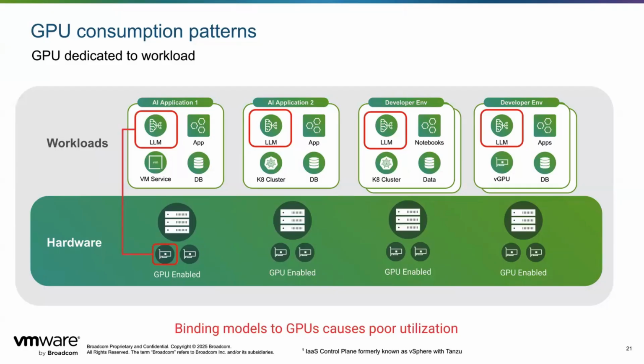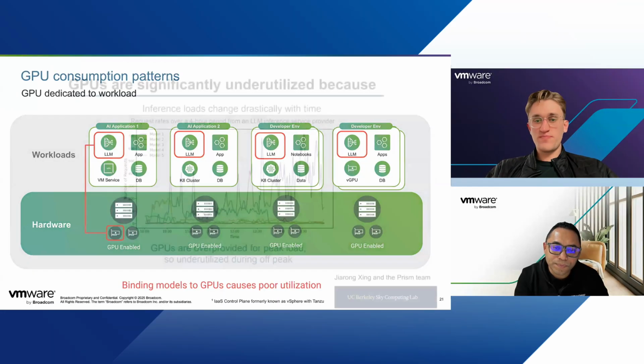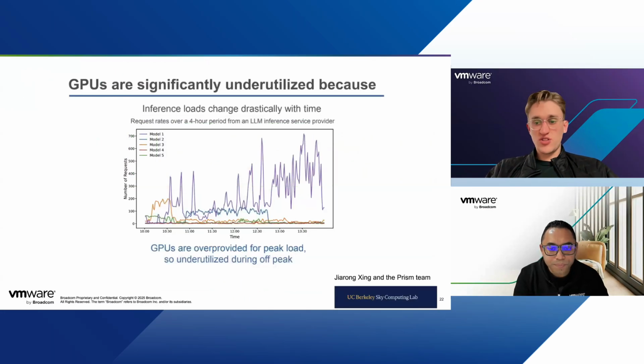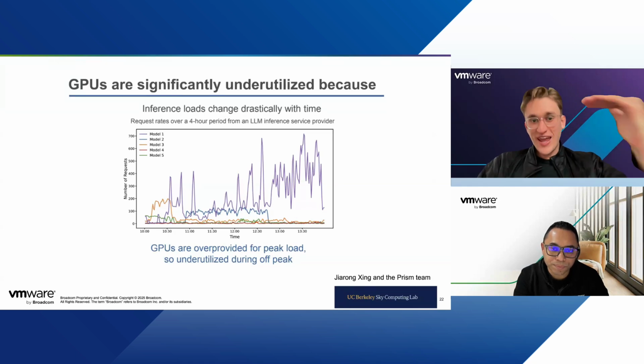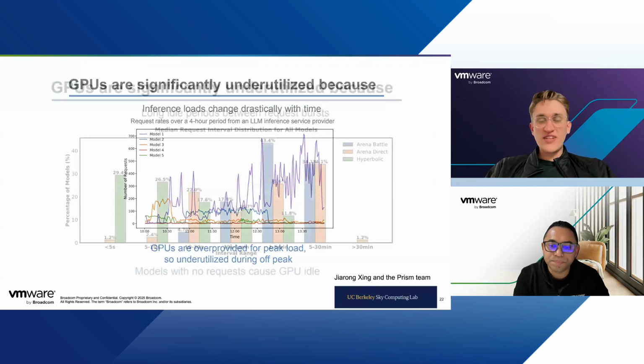That's right. And so what we're doing is we're wasting all of this infrastructure because, and this is some great research from UC Berkeley, this is how our inference loads stereotypically vary over time. Here's a few models that are running here. And we can see that we have to provision GPUs for peak load. And so they're actually underutilized for the off-peak period. And that's for any individual model, right?